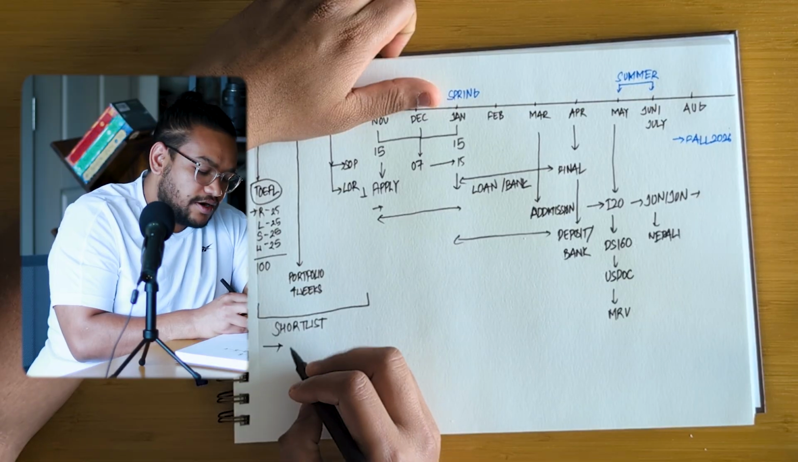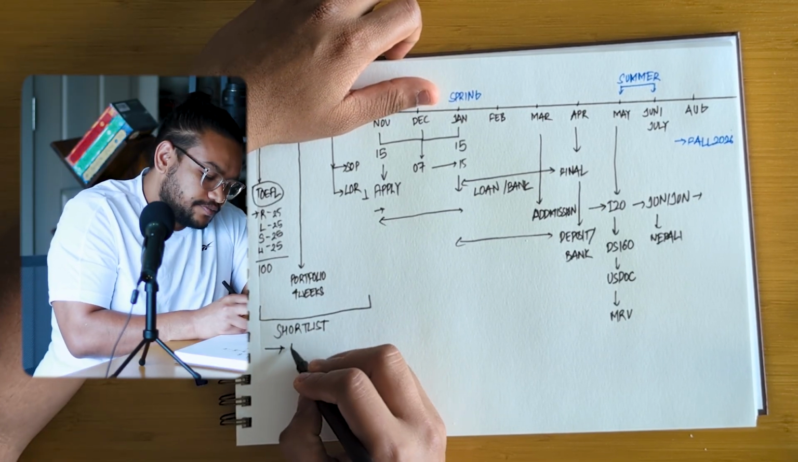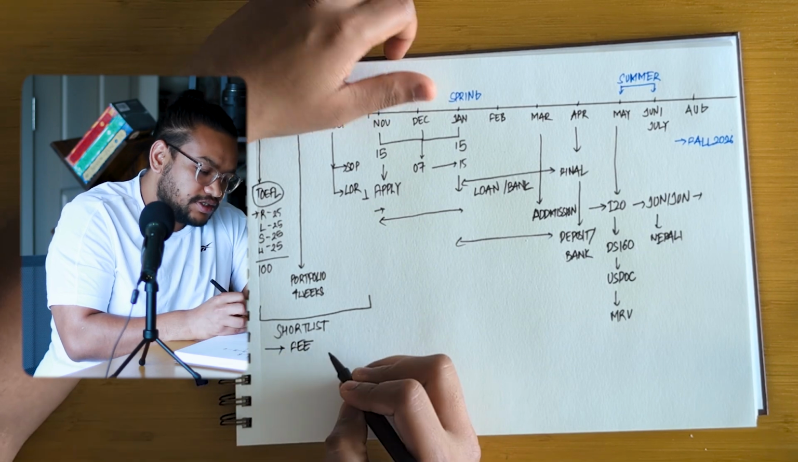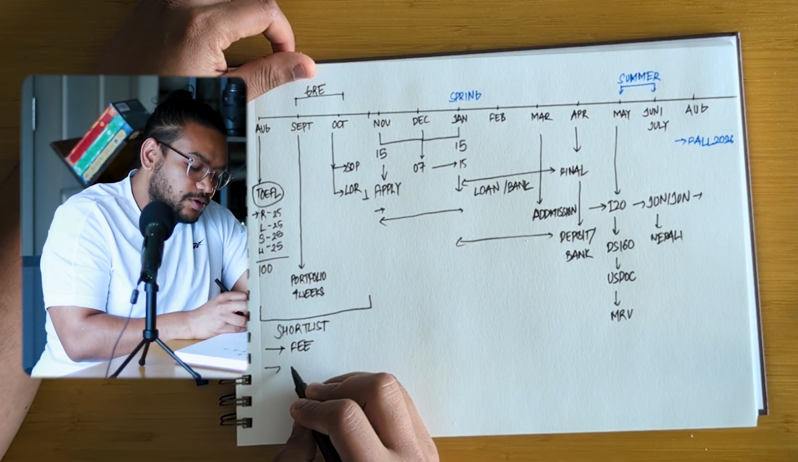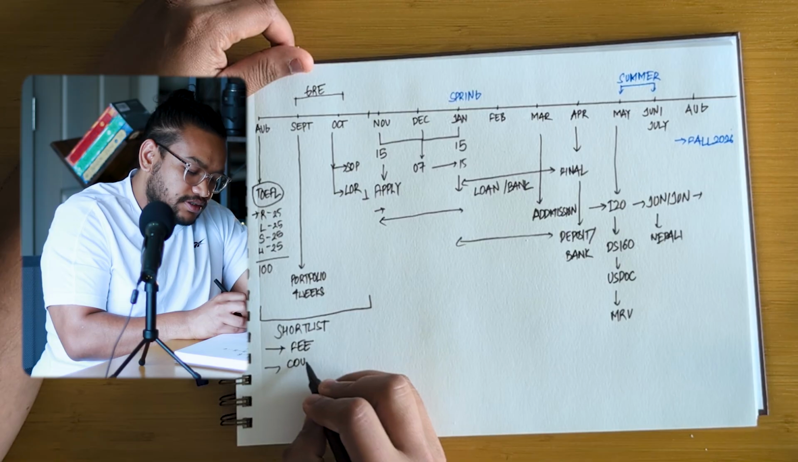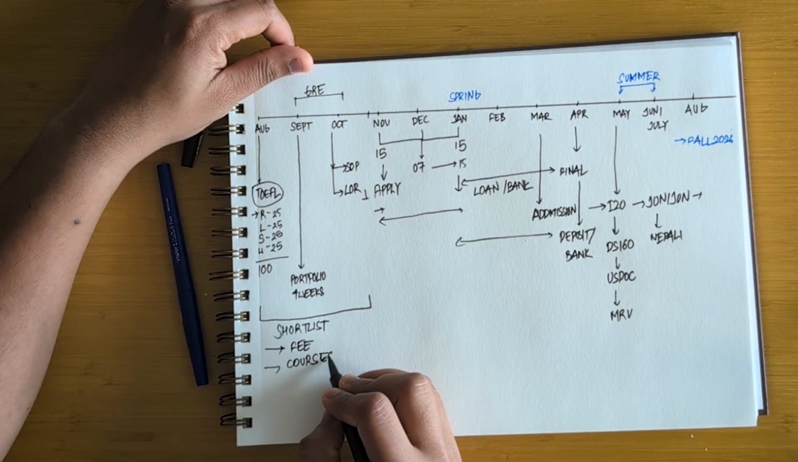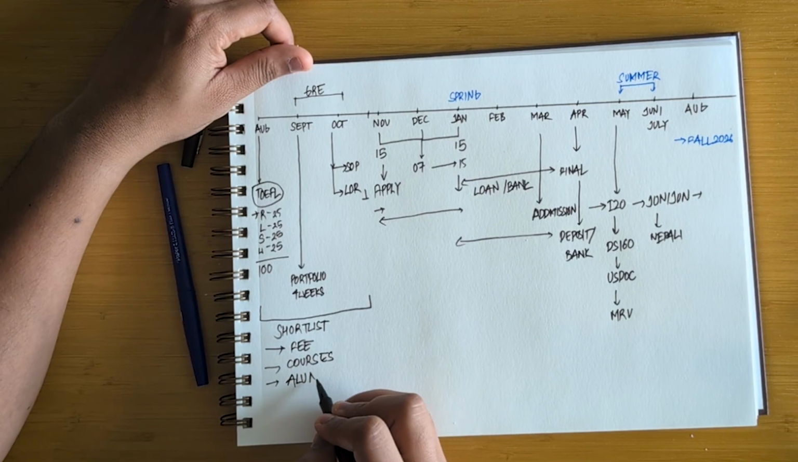So let's talk about shortlisting the university. When you are shortlisting, first I would start with the fee, like how much the fee is for the university. The second thing I would look at is what courses the college is offering, and whether you are interested in them or not. And third is the alumni network.